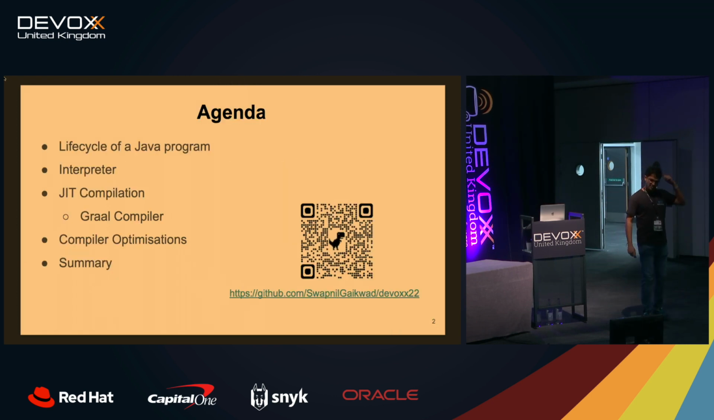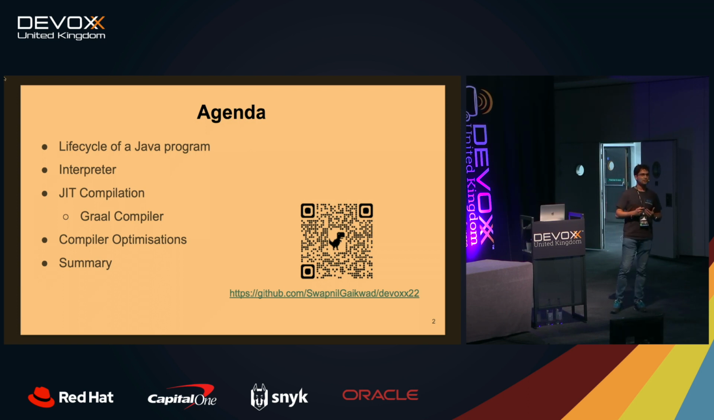First, we will start with the life cycle of a Java program, so how a simple program gets executed on a JVM, and how different parts of the JVM come into play and when they are invoked. For example, you may have heard these terms like interpreter, just-in-time compiler, or JIT compiler. So you will know how they come into play to execute your program.